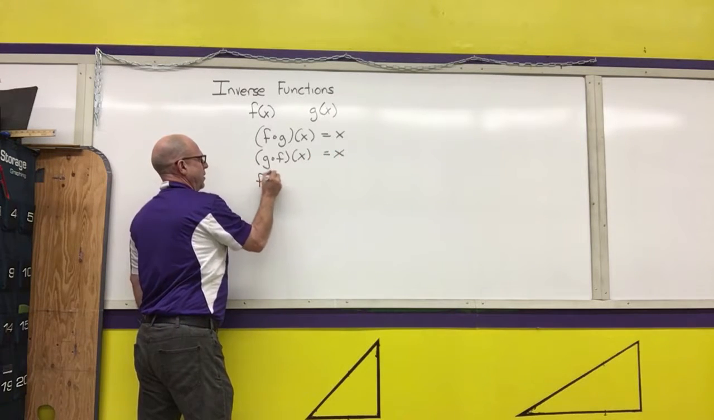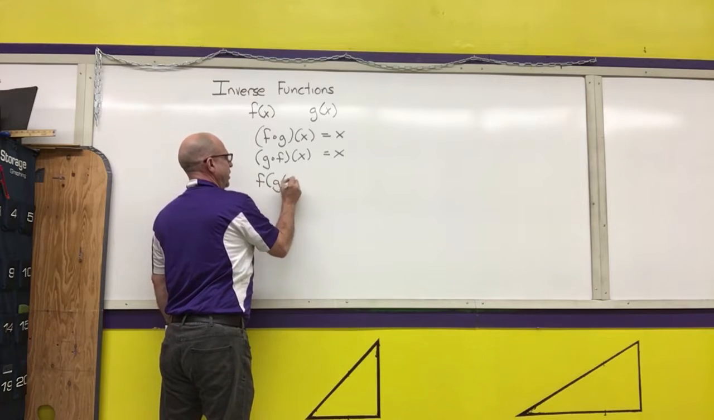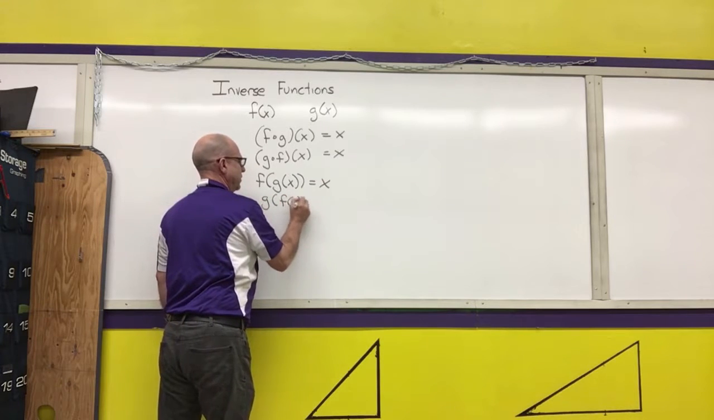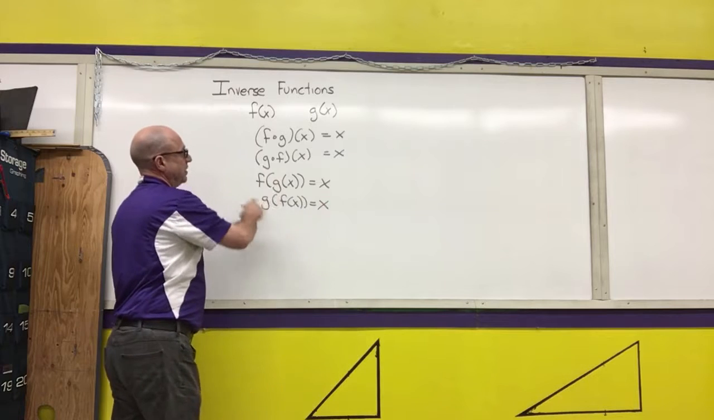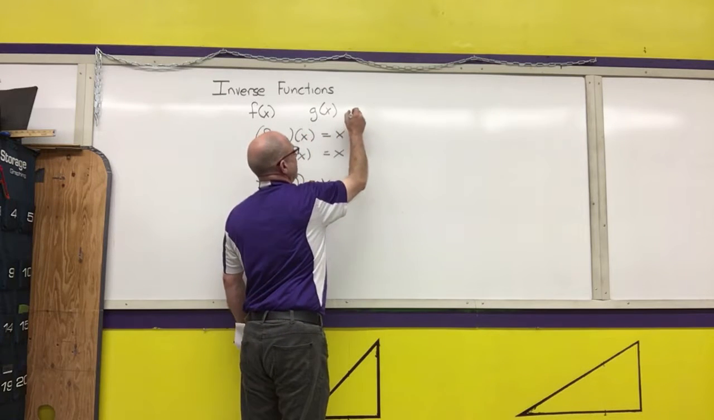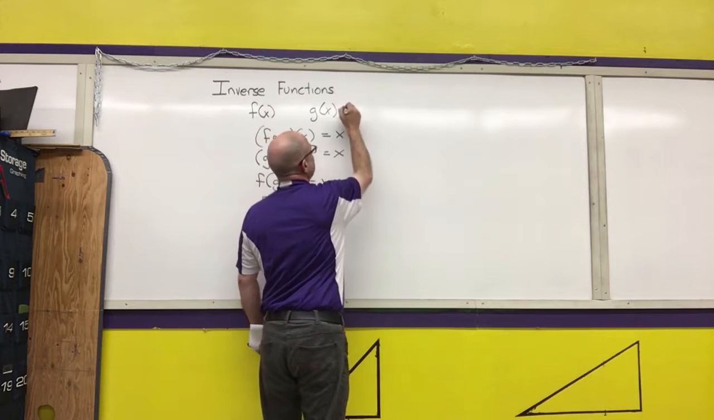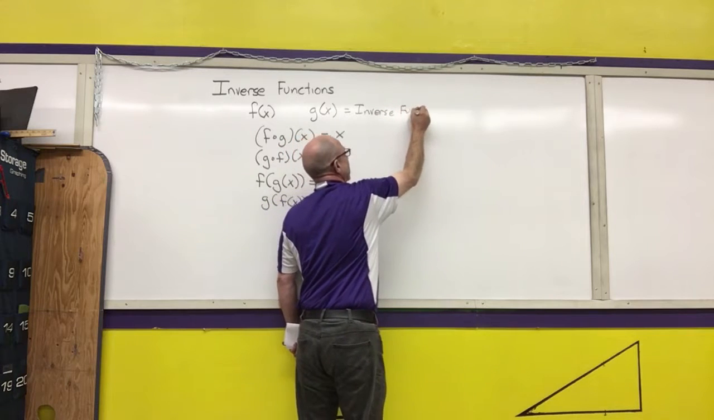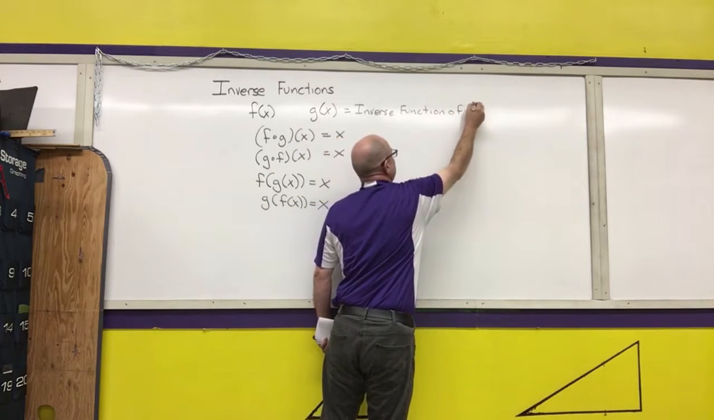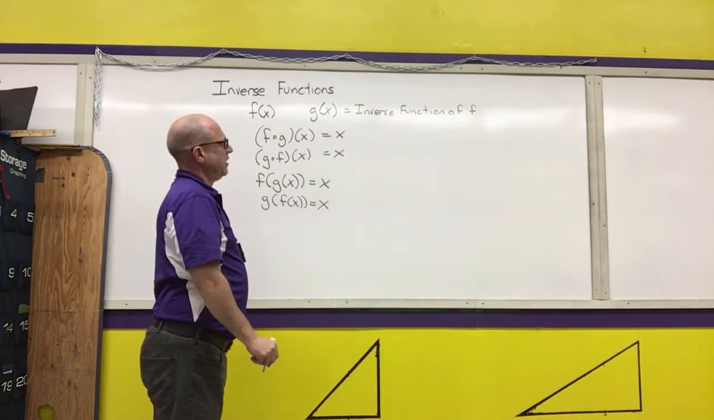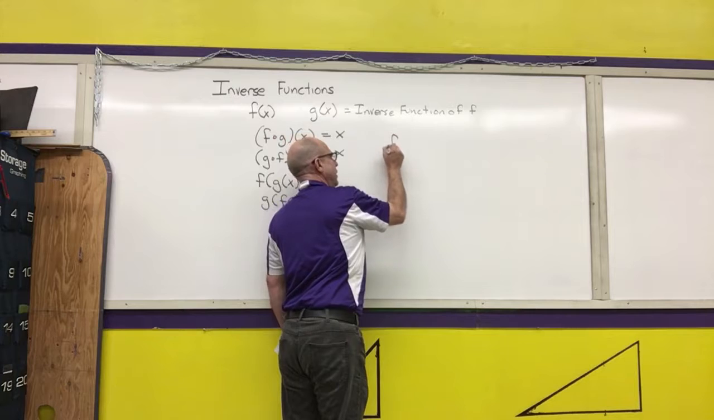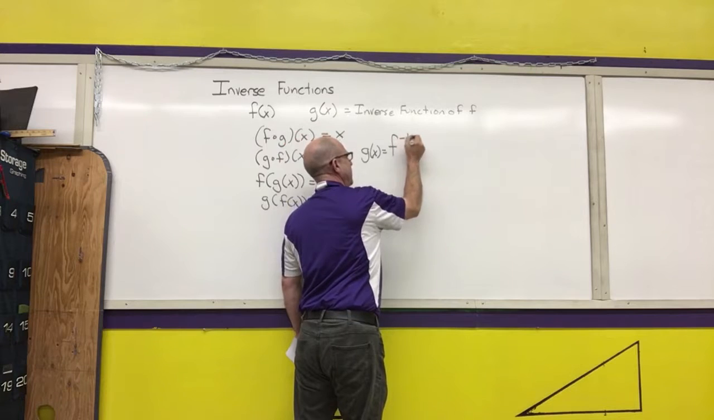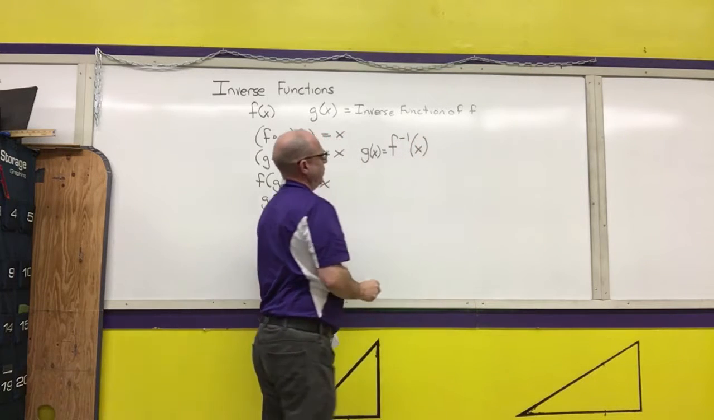So another way to write this is f of g of x is equal to x, and g of f of x has to be equal to x. If this is true, then I can call g the inverse function of f. And the way we denote that is the inverse function of f, I'm going to write g of x is equal to the inverse function of f.